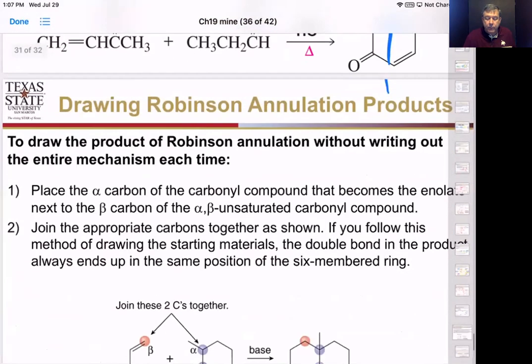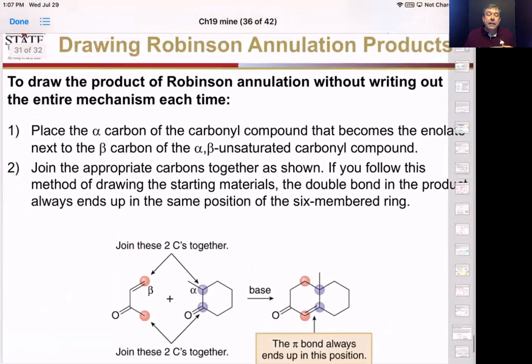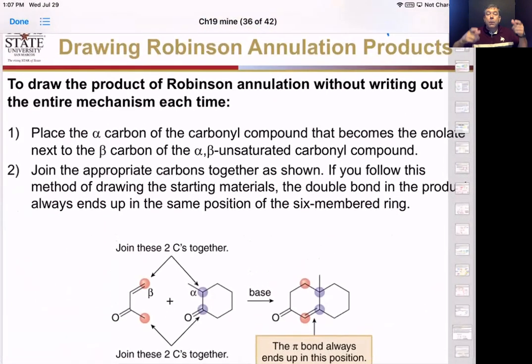So what we want to think about when drawing our Robinson annulation products is kind of like when we did the Diels-Alder. We wanted to stack the diene and the dienophile close together. We would draw them close enough together that when we drew the electrons moving around, they were already prearranged in that correct configuration. So I want to show you how to do that kind of prearranging of your substrates, your 2 reactants, so that you get the right 6-membered ring in the Robinson annulation.